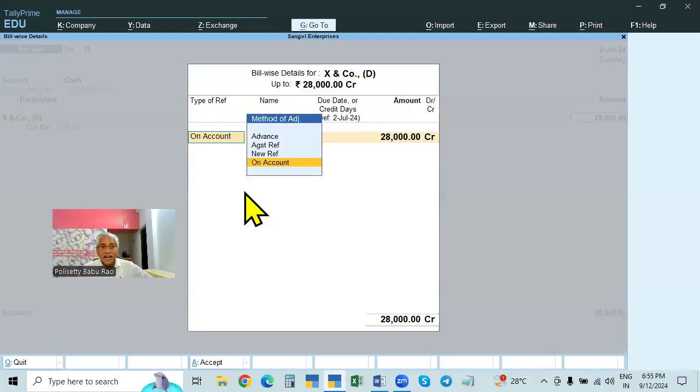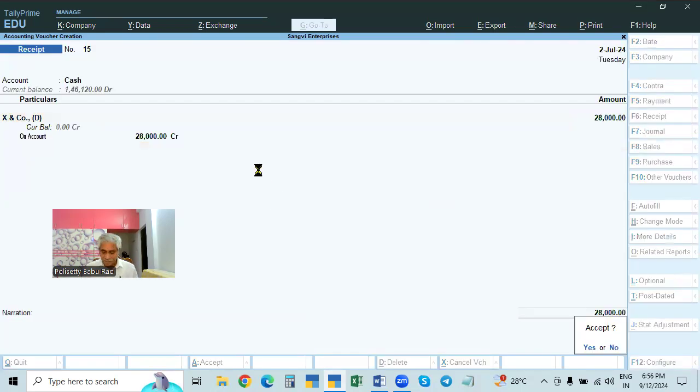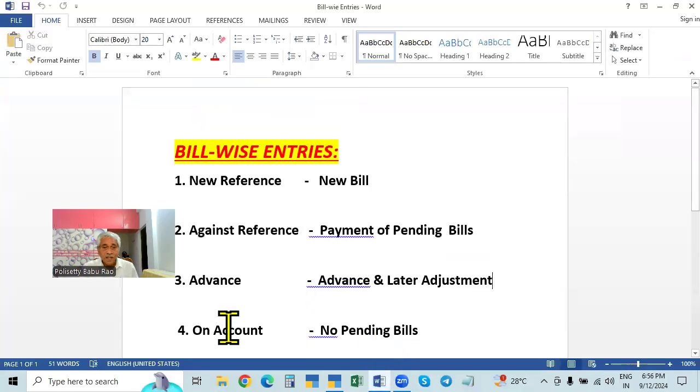And in this case, again, there is no new reference, there is no bill. The bill is closed. And when the check is bounced, you take it as on account. The same, on account you have to take. Like this, you make this one. This is the last one on account.